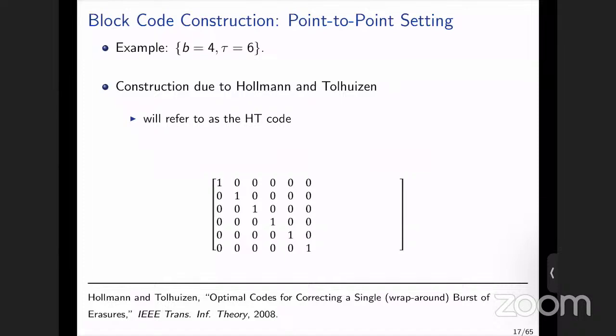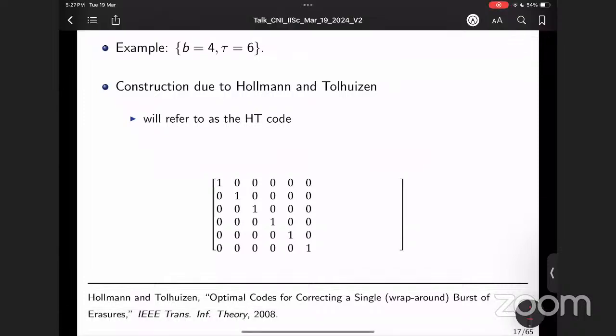So the construction is pretty simple. It's basically like filling the matrix, the generator matrix. So here I'm providing a generator matrix for the code. So what's the size of the generator matrix that we want?